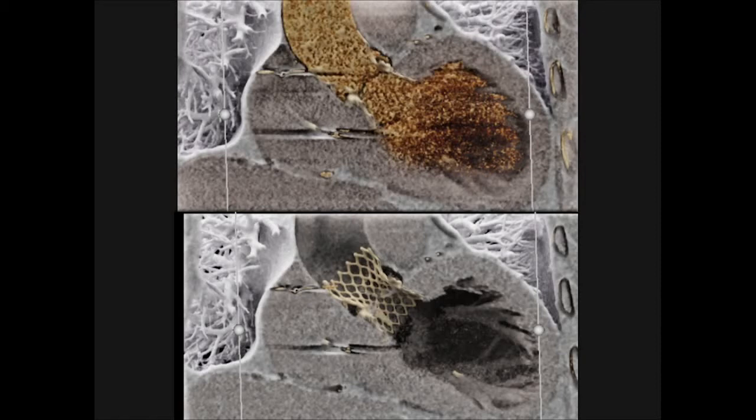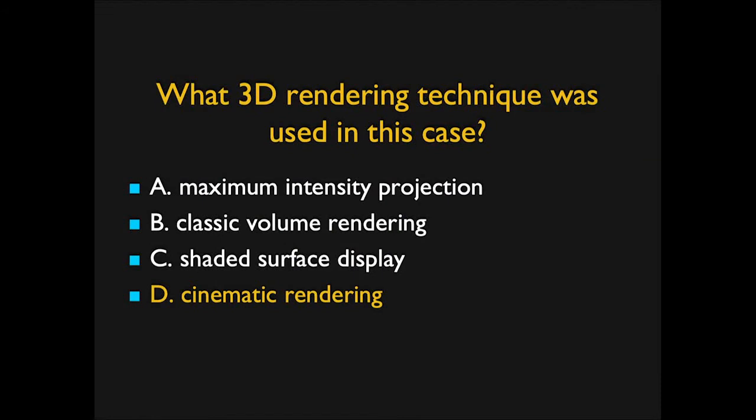MIP can show you the stent, but you would not really visualize the soft tissues. And classic and shaded surface ain't going to do nothing. We don't even use that at all. Beautiful example of cinematic rendering.